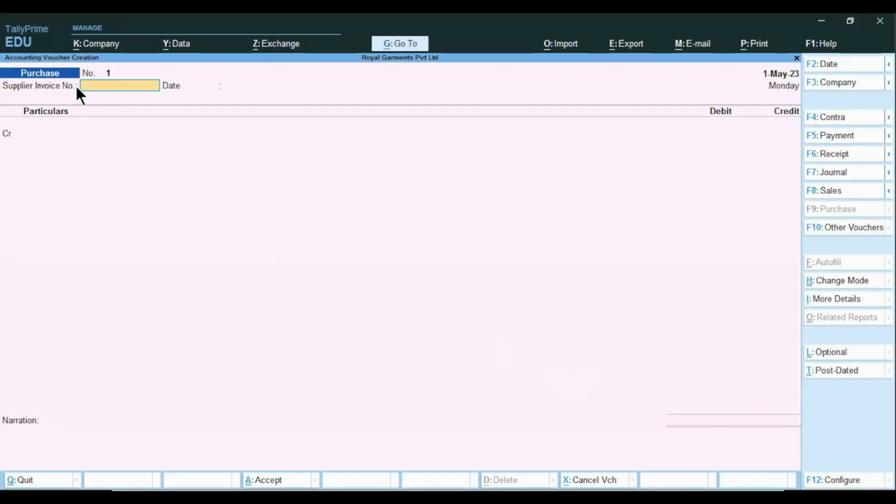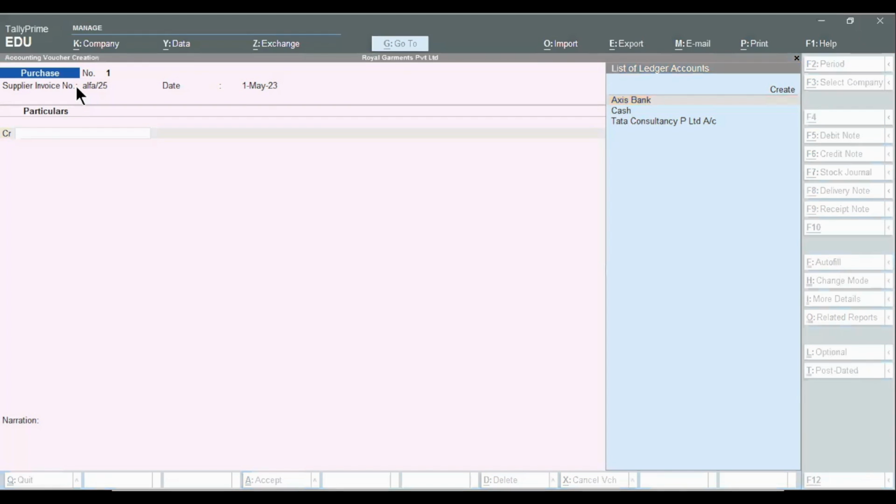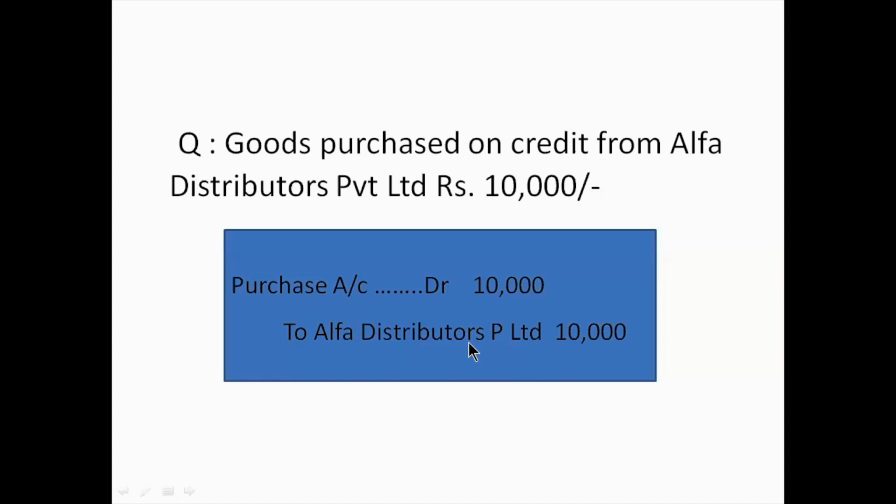While entering the transaction in purchase voucher, it asks for invoice number. Alpha Distributors supplied us goods. Along with that, we received an invoice. That invoice number needs to be entered over here. Suppose number is Alpha 25, the number of the invoice, dated the same date, 1st of May, credit. Now here, while entering the purchase transaction, it asks for the credit part. So credit part is Alpha Distributors, that is creditor.